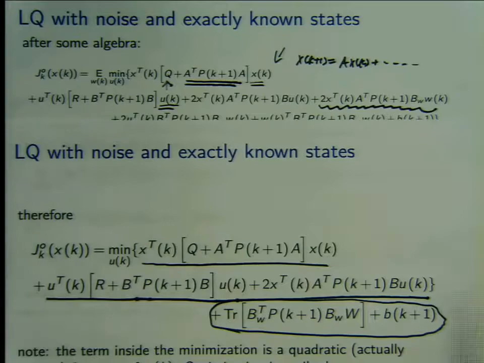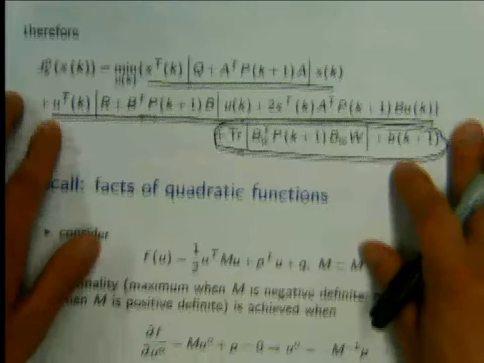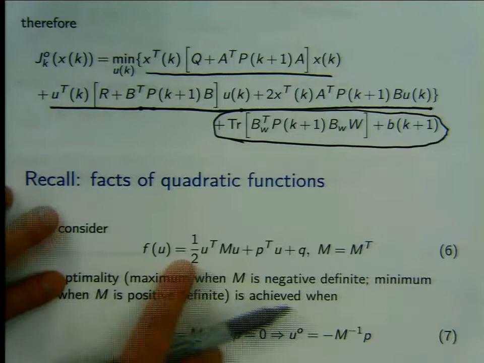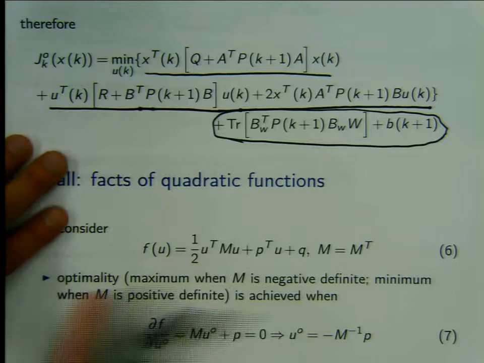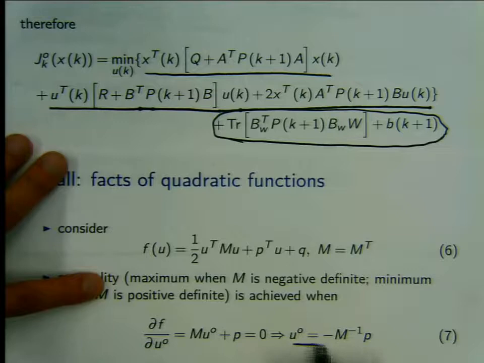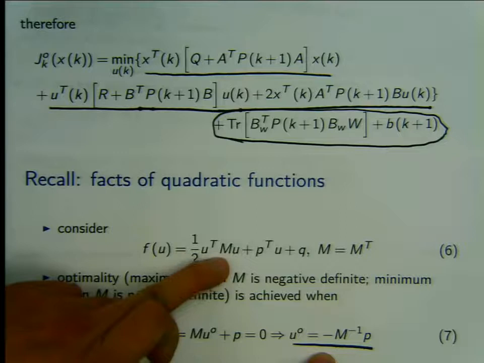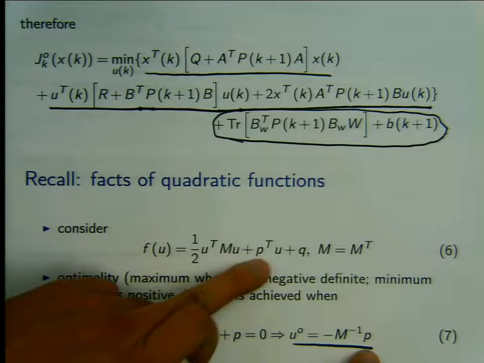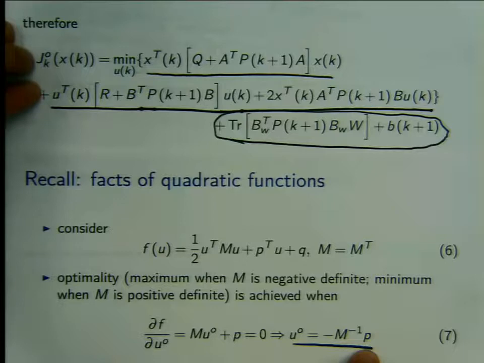So I wanted to essentially bring up this slide, which we have seen before. For a quadratic function of u here, the optimal control, if you take the partial derivative, is going to be this. It's the negative of the inverse of this matrix in the quadratic term, and then times this p vector in the linear term of u. So coming back here, what's the optimal control?